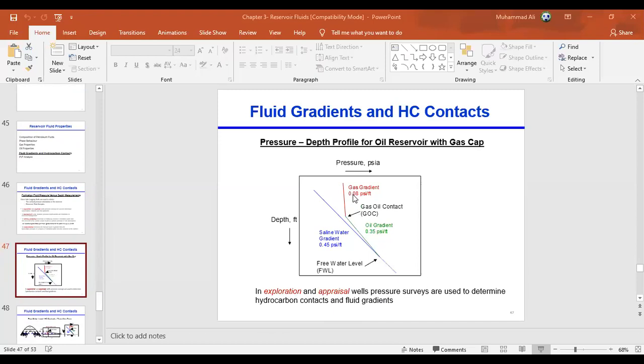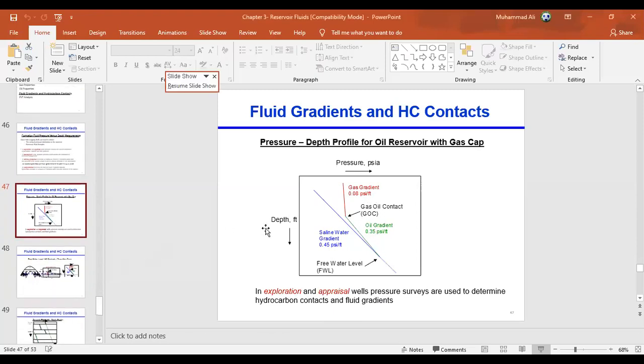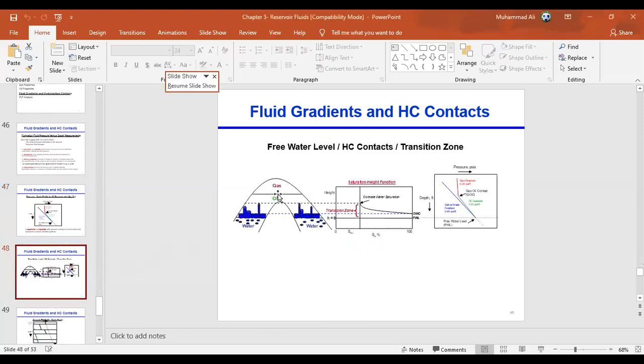As you see, the pressure gradient for gas is 0.08 psi per foot, which is lower. For water, density is very high, so 0.45 psi per foot. Oil is moderate, so 0.35. So the lowest is the gas one. Based on these gradients, they find out which kind of reservoir they are dealing with. This is what I said: the gas, oil, and water. This makes a picture here: the red one is the gas, the green one is oil, and the blue is this one.